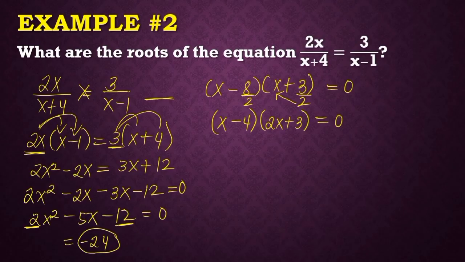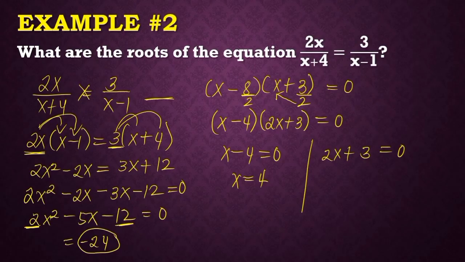So, then we equate each term to 0. So, x minus 4 is equal to 0. Yung isa naman, 2x plus 3 is equal to 0. So, x minus 4 is equal to 0. So, we add 4 to both sides. So, x equals 4.